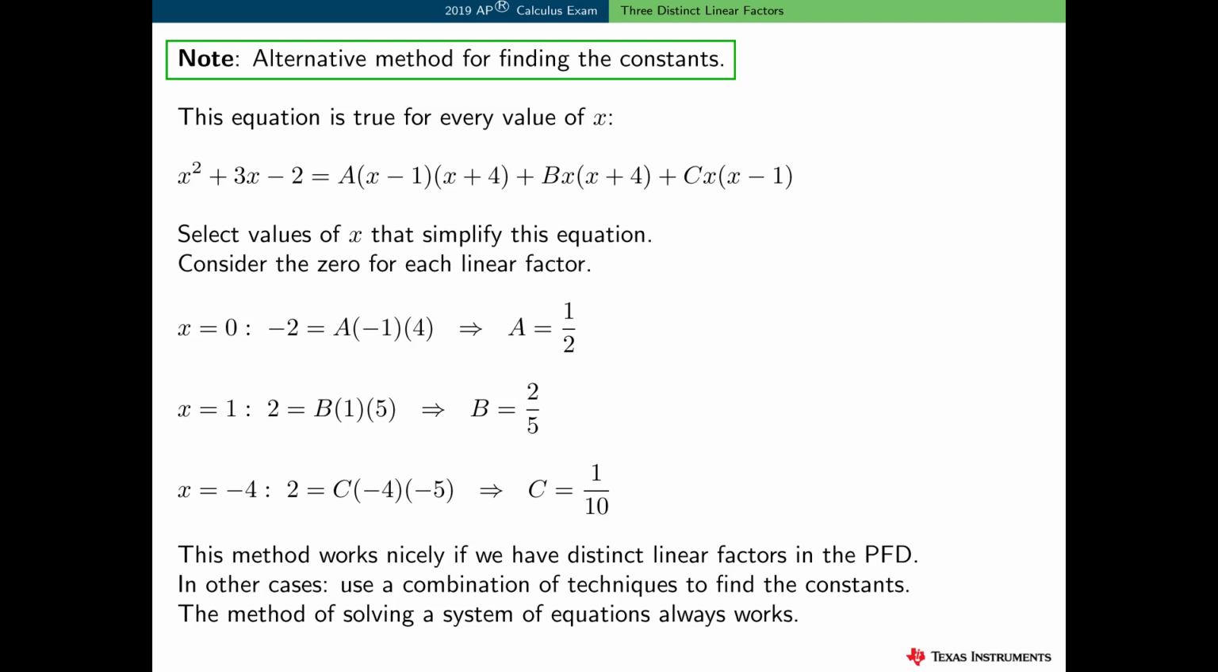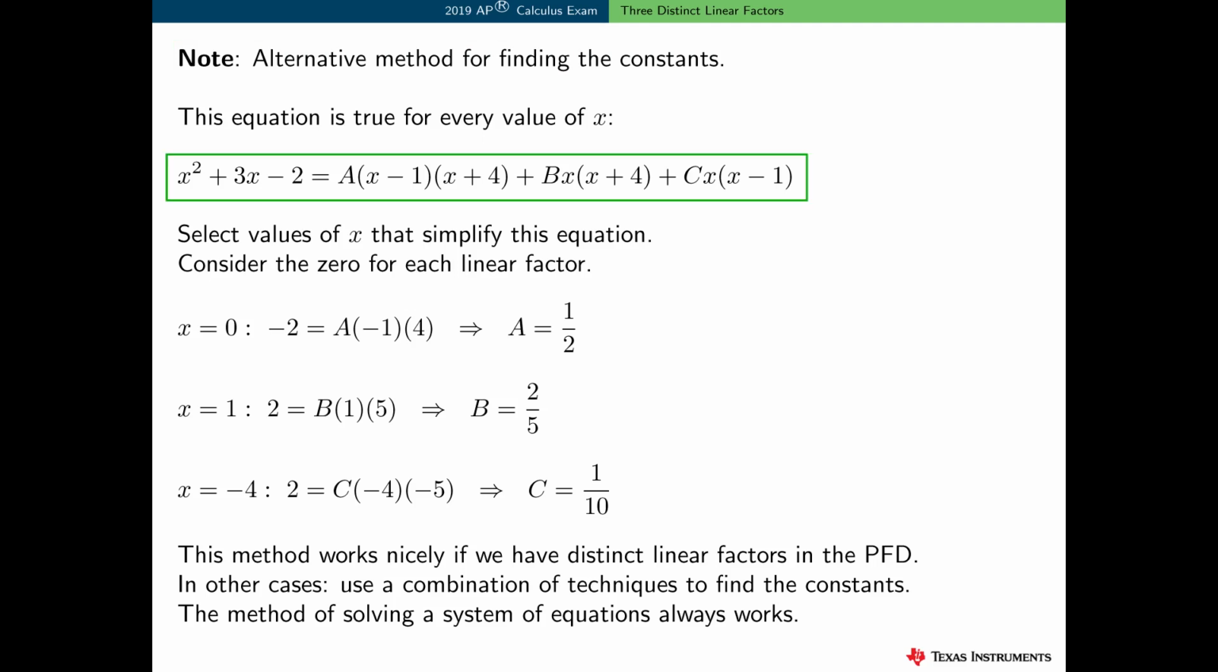Now, there is an alternative method for finding the constants. Solving a system of equations always works, but this method can be faster. By equating the coefficients, this equation is true for every value of x. So we simply select values of x that simplify this equation. And specifically, we consider the zero of each linear factor.